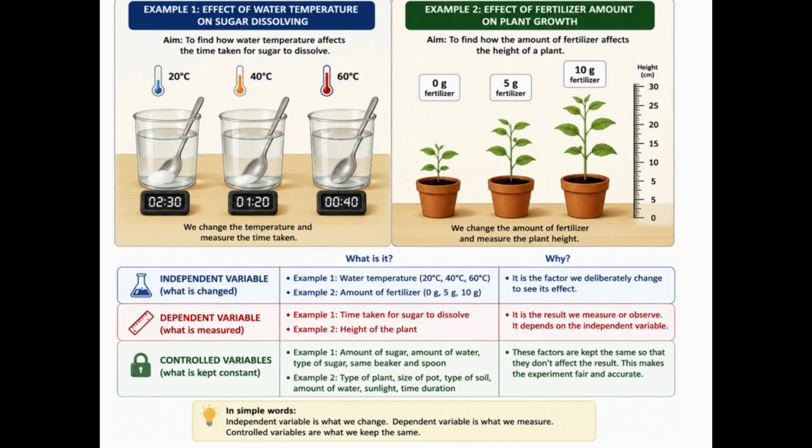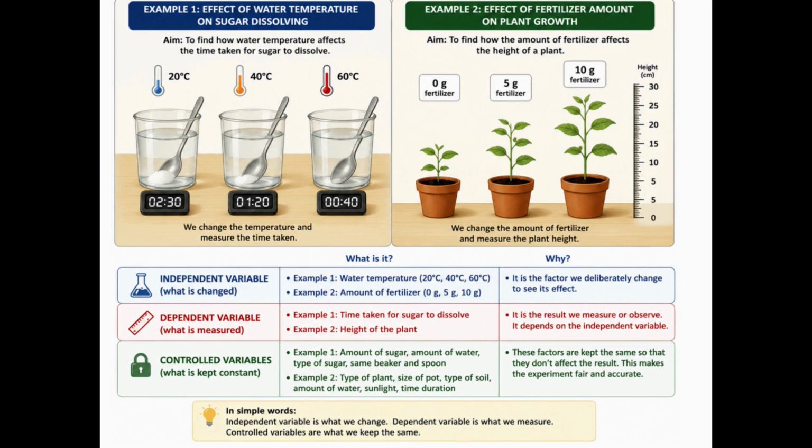Now students, what should we keep constant? We must keep type of plant, size of pot, type of soil, and amount of water. These must remain the same so that the experiment is fair. So these are controlled variables. Now students, remember this simple trick. What we change is independent variable. What we measure is dependent variable. What we keep same is controlled variable.